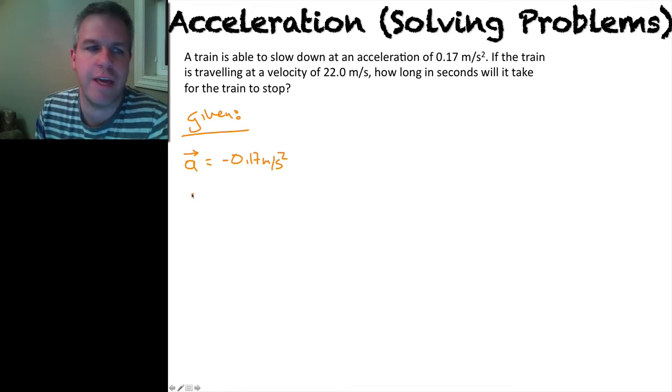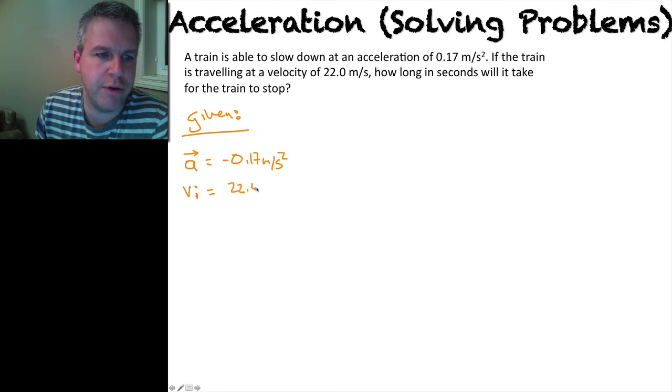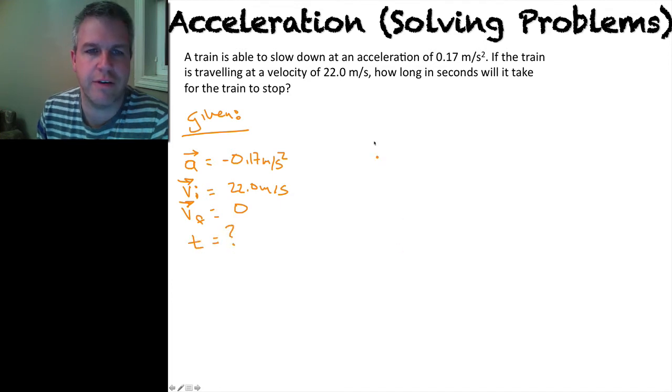If the train is traveling at an initial velocity of 22.0 meters per second, how long in seconds will it take for the train to stop? So we have a final velocity of 0 because it is going to be stopping, and the question is asking us how long.